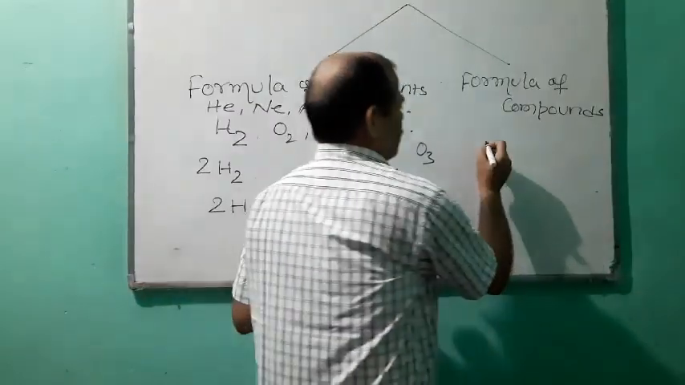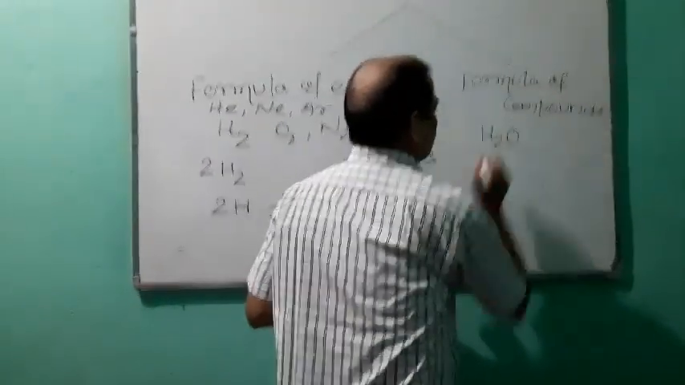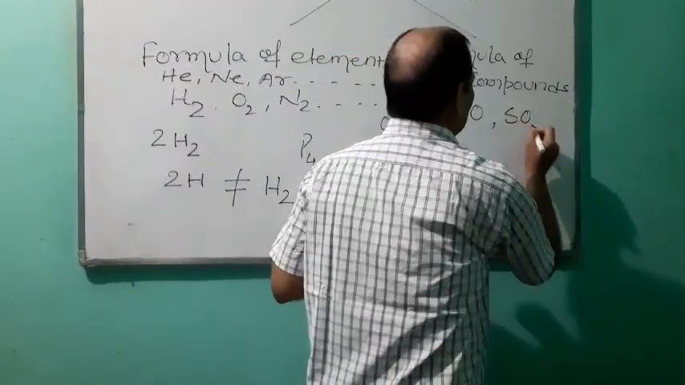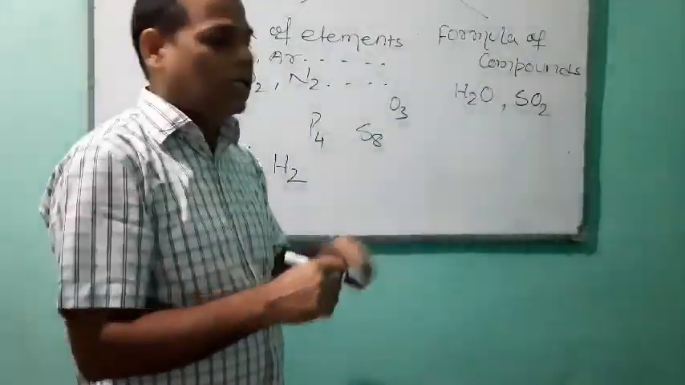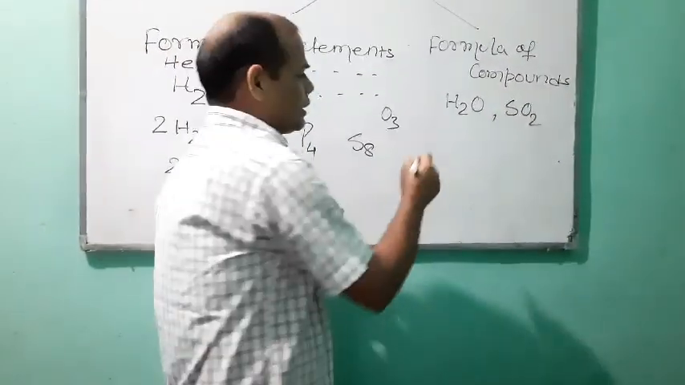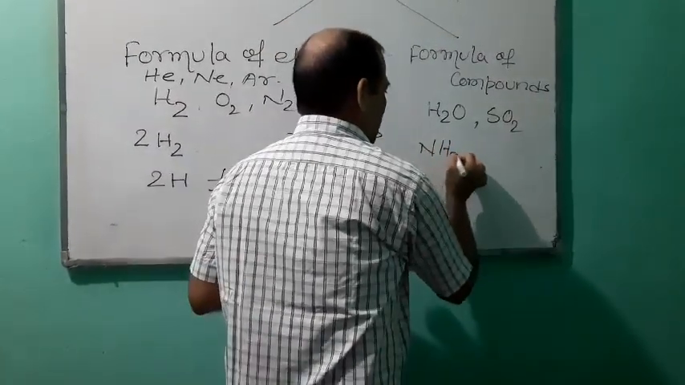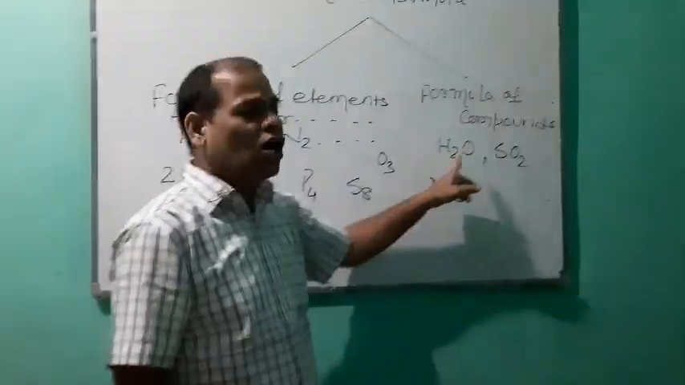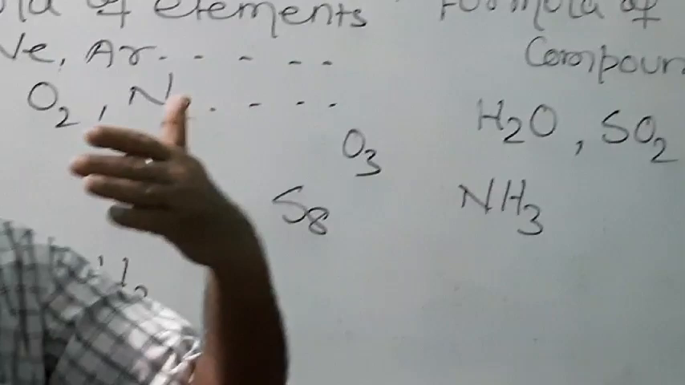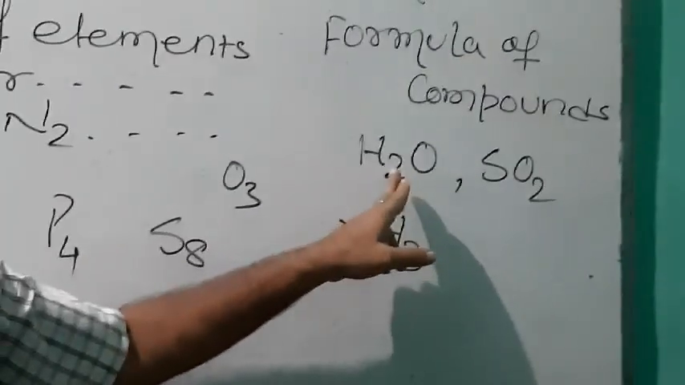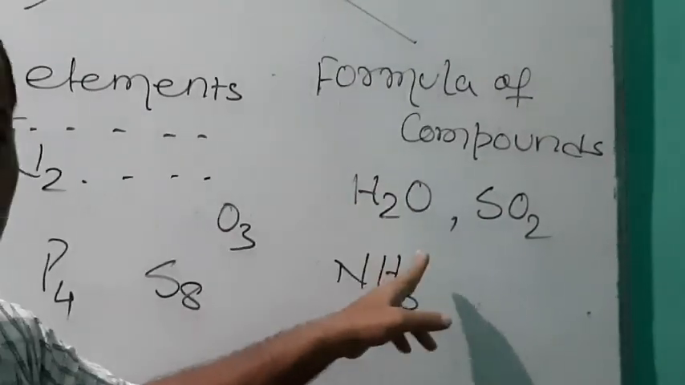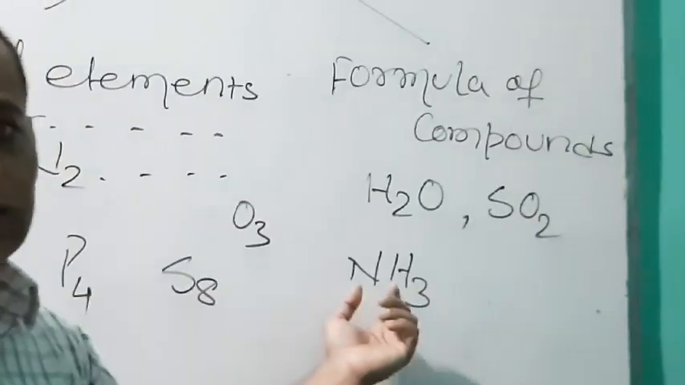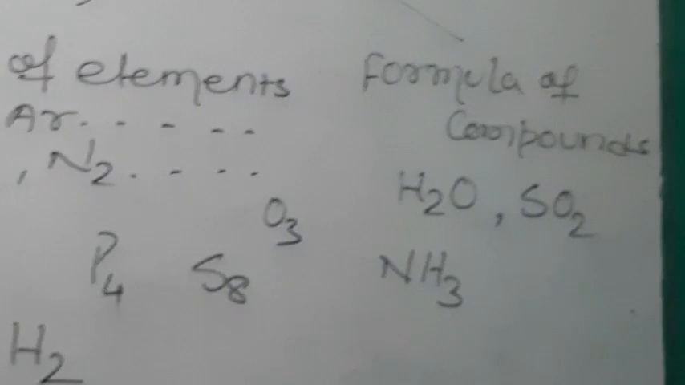Like water, H2O, SO2, sulfur dioxide, NH3, ammonia. So here you see, these are the formulas of compounds: H2O, SO2, NH3.